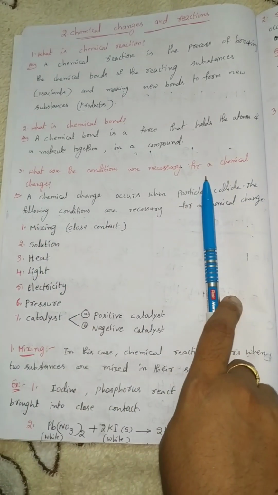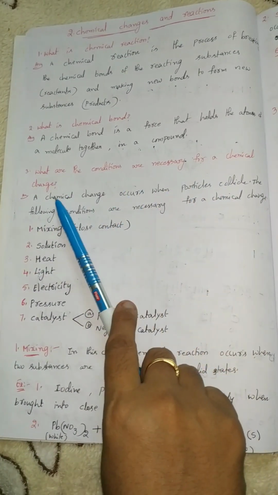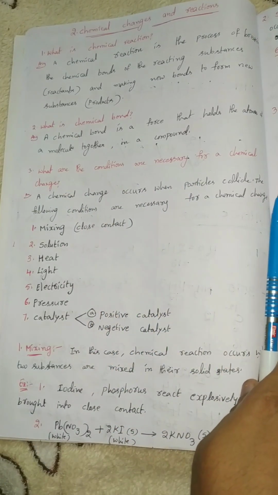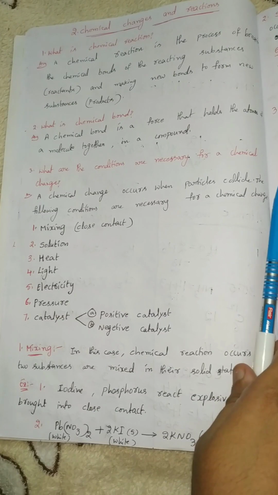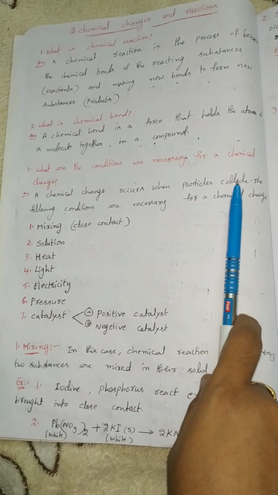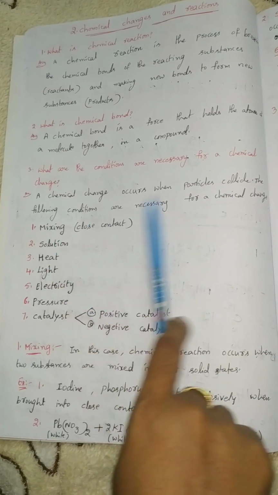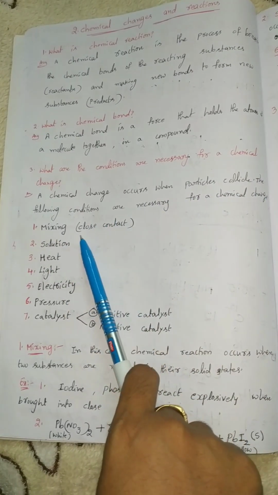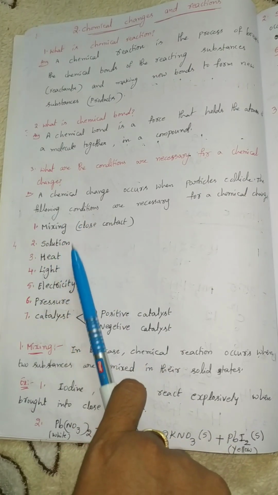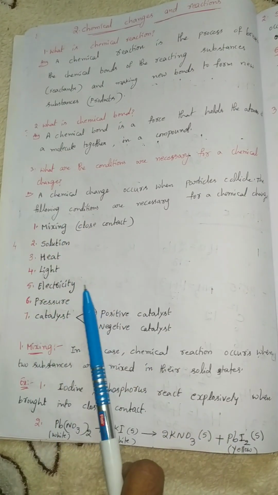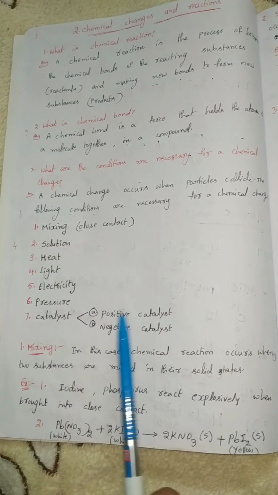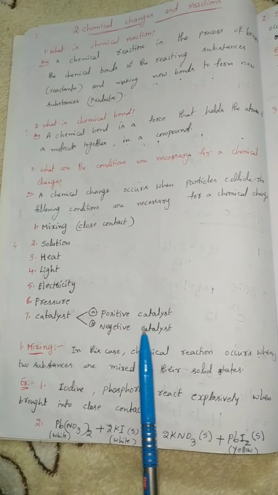What conditions are necessary for a chemical change? In the previous class, we already learned how to balance the chemical equation. But what conditions are necessary for chemical changes? This is very important. There are mainly 7 points: mixing, solution, heat, light, electricity, pressure, catalyst. Catalyst also has two types: positive catalyst and negative catalyst.